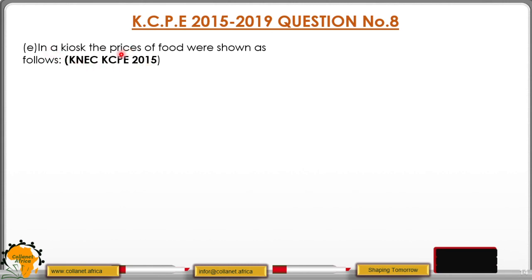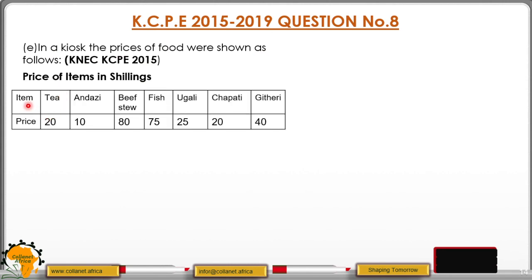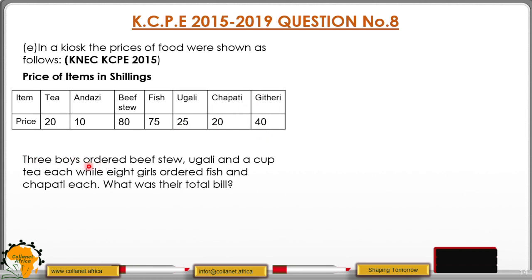In a kiosk, prices of food were shown as follows. Prices of items in shillings: tea 20, andazi 10, beef stew 80, fish 75, ugali 25, chapati 20, githeri 40. So three boys ordered beef stew, ugali, and a cup of tea each. So each means each boy ordered this, while 8 girls ordered fish and chapati each. What was their total bill? So how much did they pay?